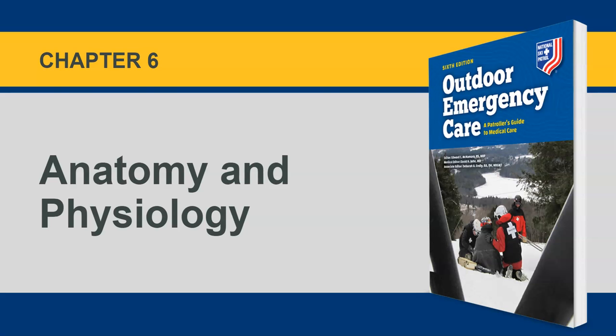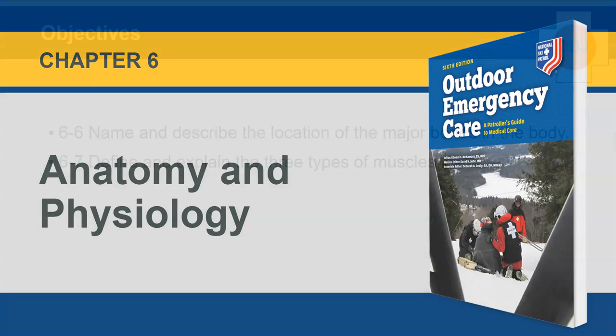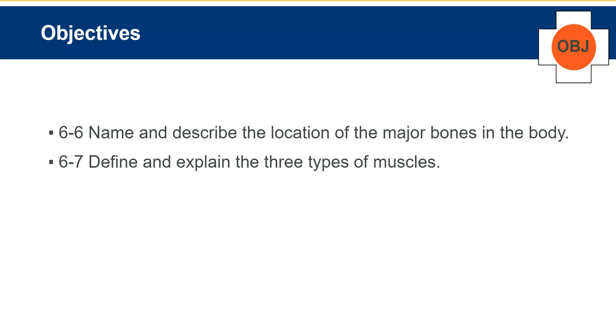In this video, we continue Chapter 6, Anatomy and Physiology. We're going to look at the muscular system and the skeletal system, and here's where we need to very much focus on naming some of those major bones in the body and think about the physiology, the function of three types of muscles.